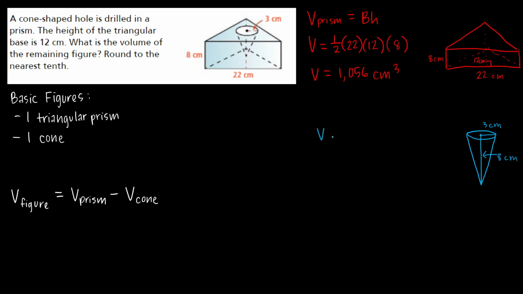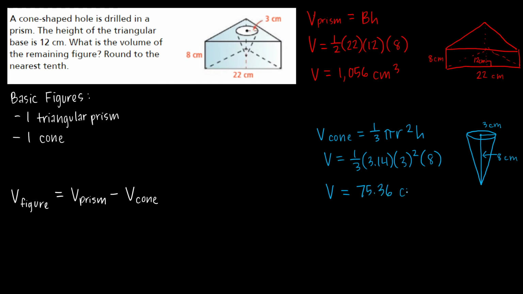So to find the volume of any cone, the formula is 1/3 times the area of the base times height, or 1/3 times pi r squared times height. So our volume then would be 1/3 times 3.14 times the radius, 3, squared, times the height, 8. And when multiplied, that gives us a volume of 75.36 centimeters cubed.